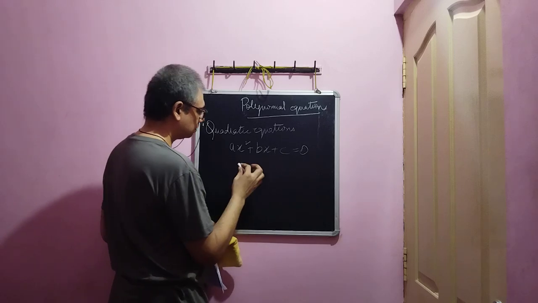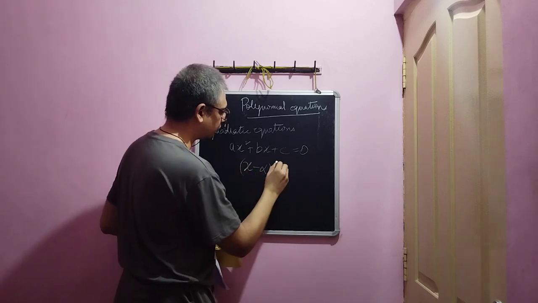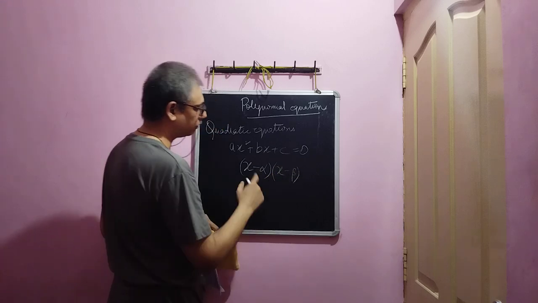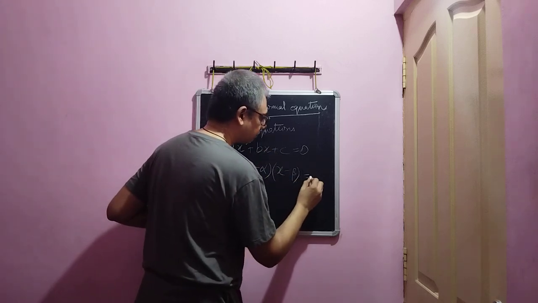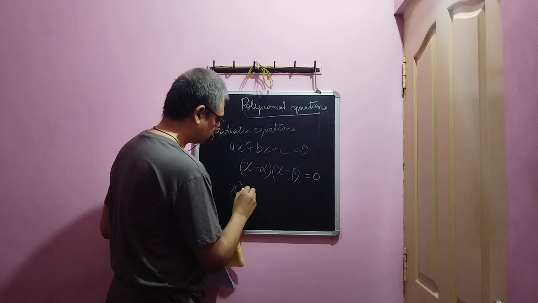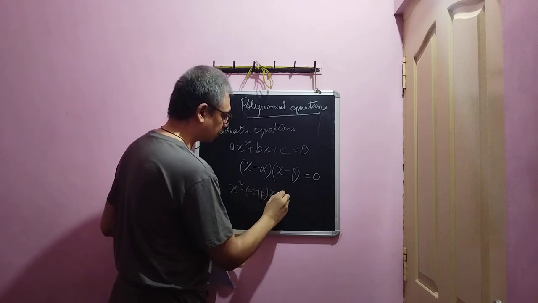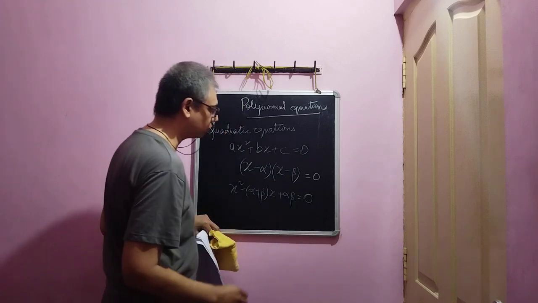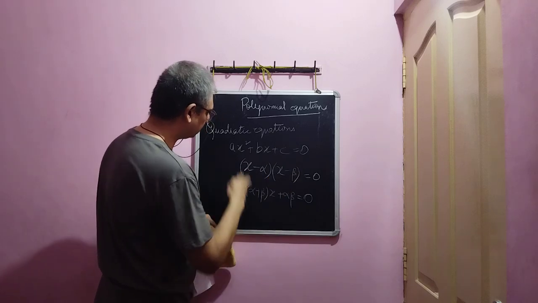Again, we know that we can compare it with, if two polynomials are equal, their respective coefficients must be equal. If alpha and beta are the roots of the equation, then x minus alpha times x minus beta equal to 0 would imply x square minus alpha plus beta times x plus alpha beta equal to 0. Therefore, comparing the coefficients here, this can be rewritten.